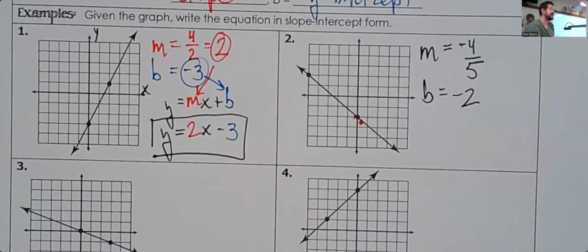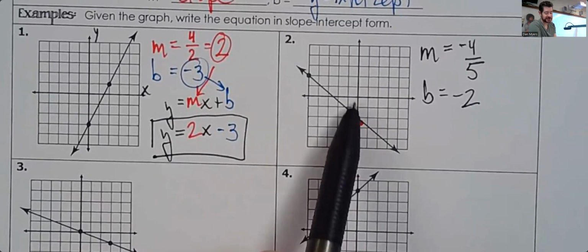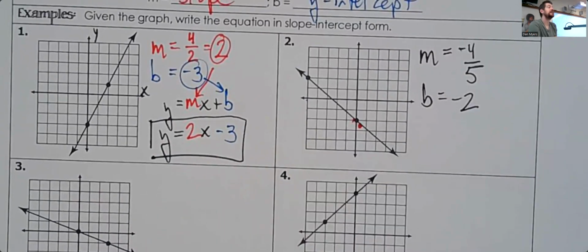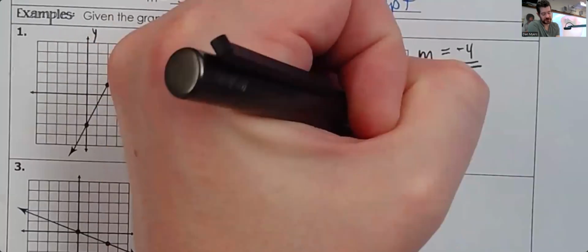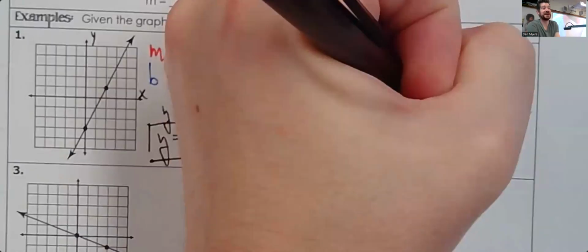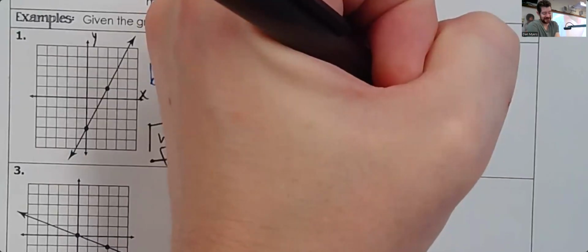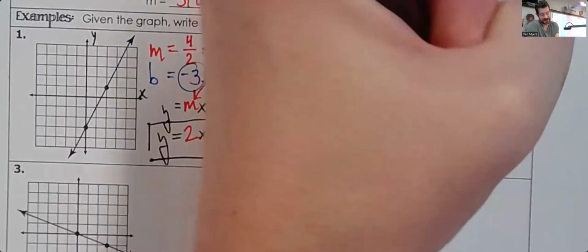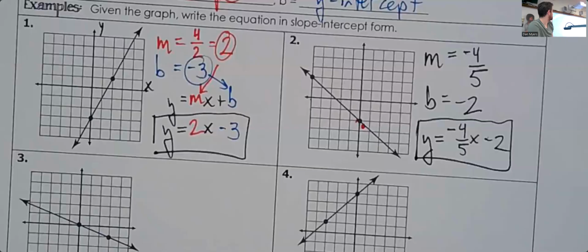The y-intercept is -2 because it crosses the y-axis 2 below the middle of the graph. That would be -2. So what's our answer? Somebody go and tell me the answer for this one. Y equals... Hang on, Vicky had it. -4. Or was that Serenity? -4, 5, yeah. There you go. Y equals -4/5 x minus 2.